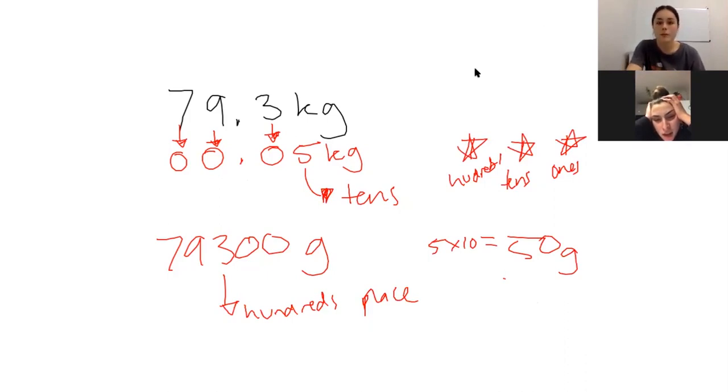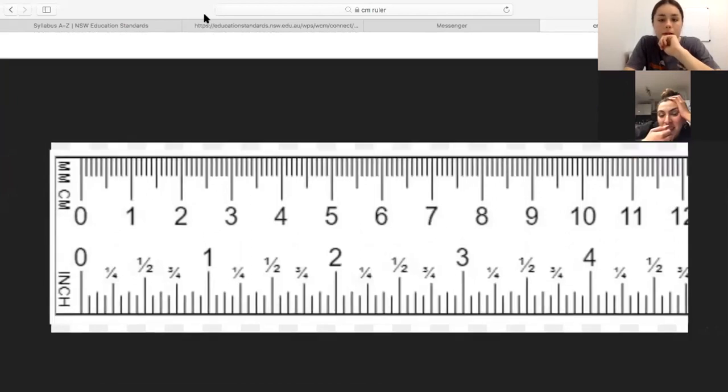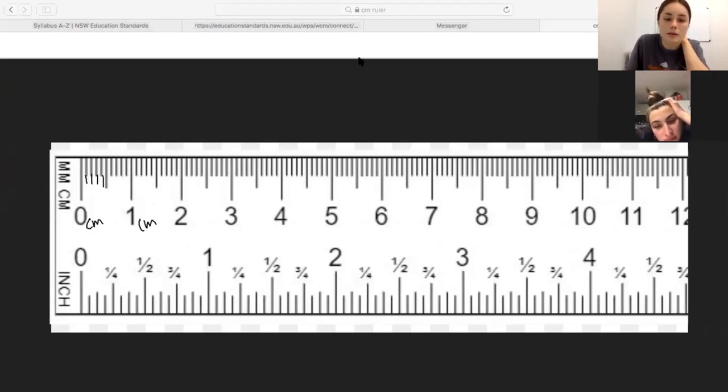Okay. But I think the hardest part is understanding what the smallest unit of measurement would be. Yeah. And so if you're on a centimeter ruler, it's kind of easy to visualize. So we have each big number is like a centimeter, right? Yeah. But the smallest unit of measurement on this ruler would be where these little dashes are. And what are they? Millimeters. Yeah.